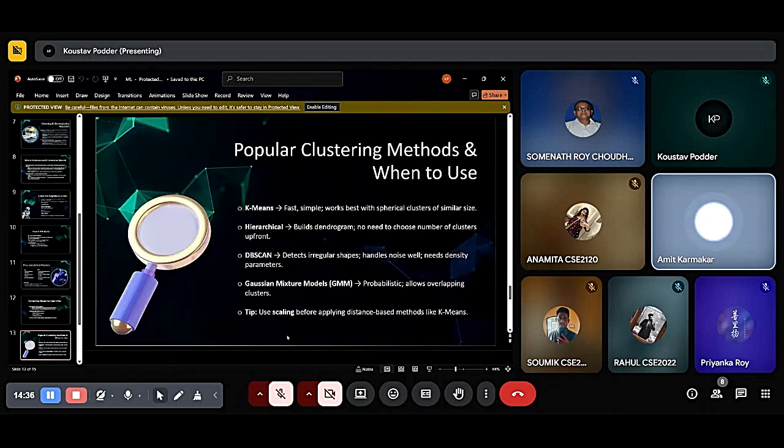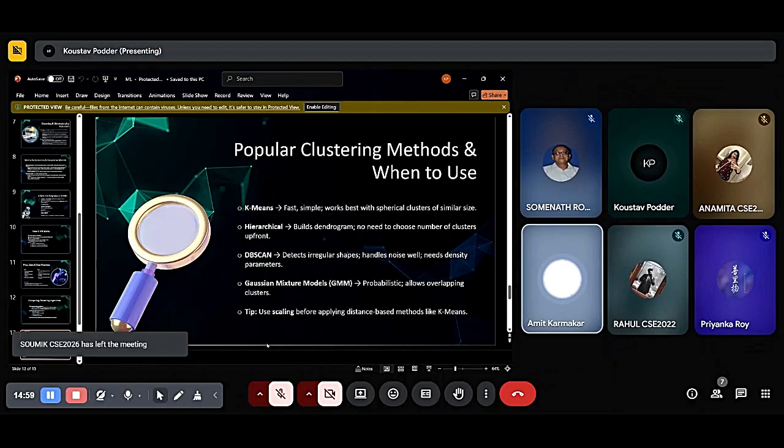So here are some popular choices like k-means clustering, fast and simple, great for round, equally sized clusters, like grouping similar sized apples in a market. Hierarchical clustering builds a tree-like structure, perfect when you don't know the number of groups upfront. Density-based clustering finds odd shapes and handles noise, like spotting irregularly shaped coral reefs in the ocean.